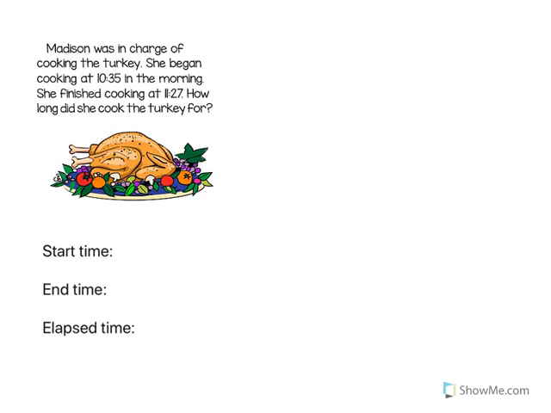So the first thing that we want to look at is the information that we know. I know here that it says she began cooking the turkey at 10:35. So that's my start time. I'm going to go ahead and record this here. 10:35 is my start time. And it tells me that she finished cooking the turkey at 11:27. So that's my end time, right? That's the time she finished. So there's one piece of information that I need to find out, and that's going to be my elapsed time. How long did it take to cook the turkey?